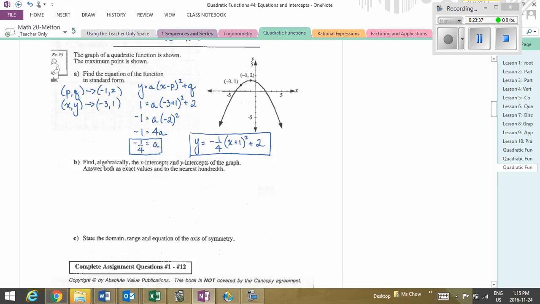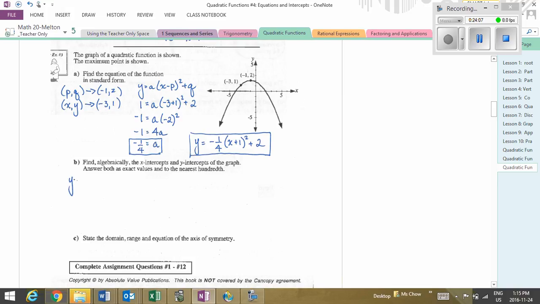So again, let's look at finding the x and y intercepts of the graph algebraically, and they want it both as exact values and to the nearest hundredth. So that means that we might need to use our calculators afterwards to determine what those x-intercepts are to the nearest hundredth. So let's take a look. Y-intercept, again, is the easier one to do first.